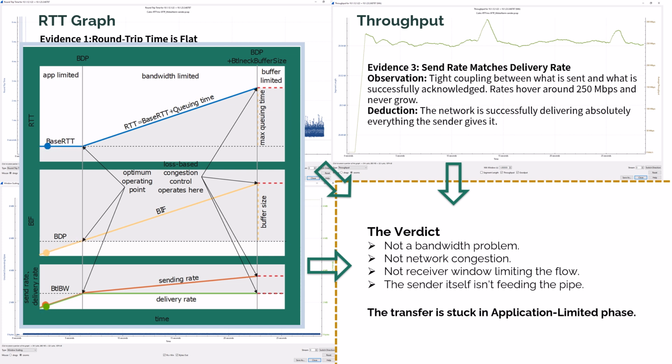So what does all this tell us? Not a bandwidth problem, not network congestion, not receiver window limiting the flow. The sender itself isn't feeding the pipe. The transfer is application limited. Now things are clear. The whole transfer process is stuck in the application limited phase. The send rate is not filling up the pipe, and bytes in flight remains consistently below BDP. This transfer is a textbook example of the application limited phase. Bytes in flight is being held down and can't grow.